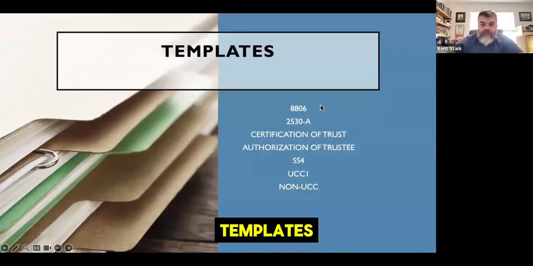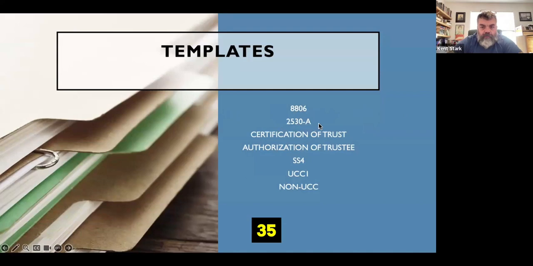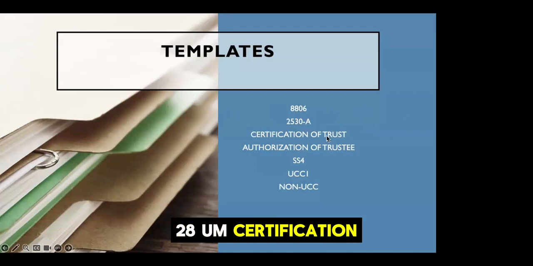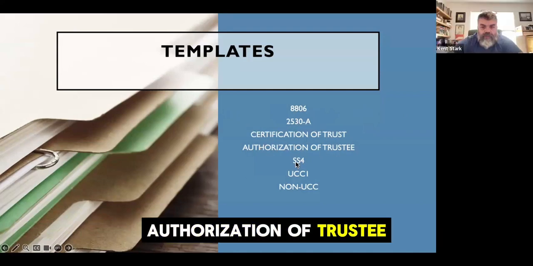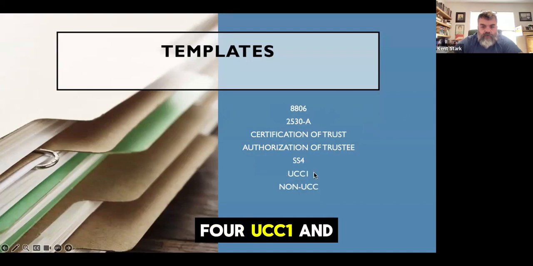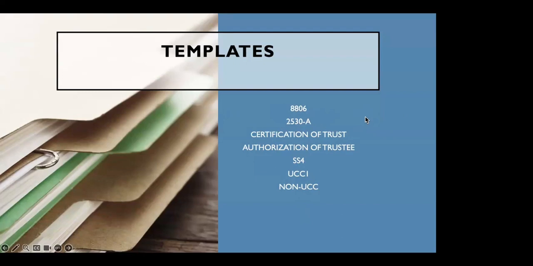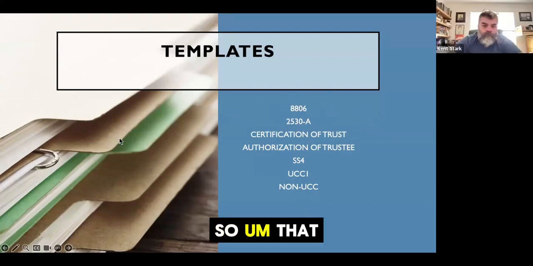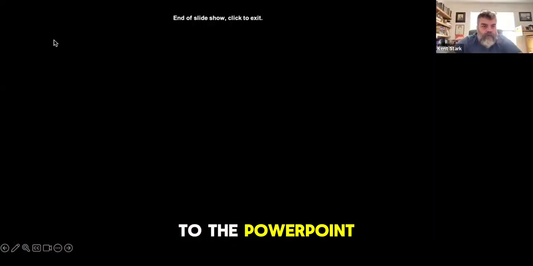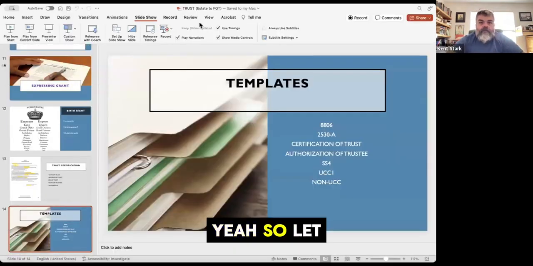So here's the templates, the stuff I just went over for you. The 8806, the 3520A, certification of trust, authorization of trustee, SS4, UCC1, and non-UCC, and then of course the contract. So that kind of goes through the PowerPoint. And so let me stop this share.